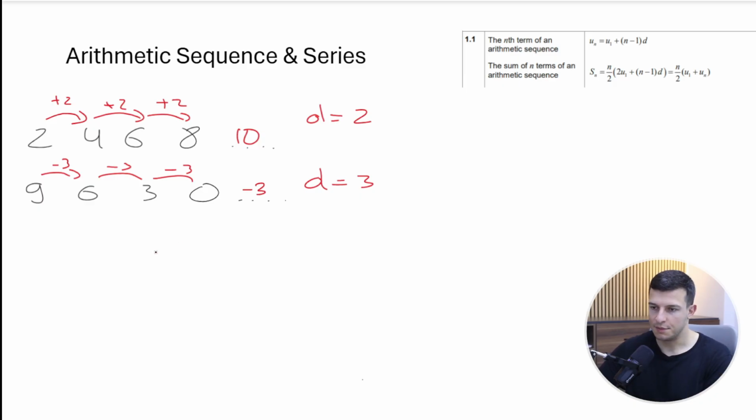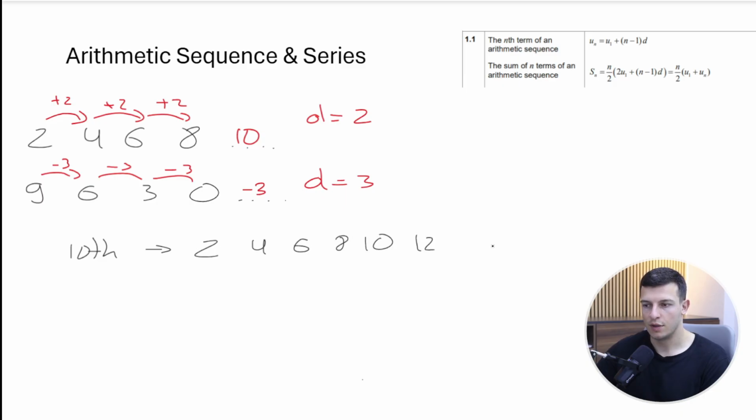Okay. Now the question comes in, what if somebody asks us to find the 10th term in the first sequence? Obviously, since we understand the pattern, we can just keep writing, right? So 2, 4, 6, 8, 10, 12, 14, 16, 18, 20. Let me see if that's 10. Yes, that is the 10th term. So 10th term is 20. Now you noticed it took me some time, but it wasn't that slow. Now, if somebody asks me for the 100th term, then we are in a pickle because it takes way too long to actually write everything down.